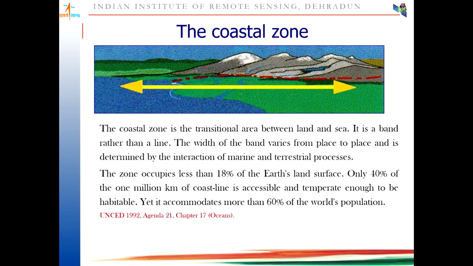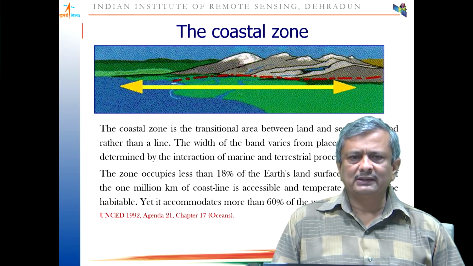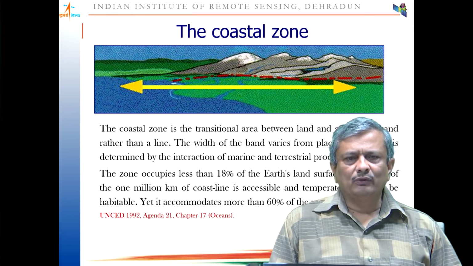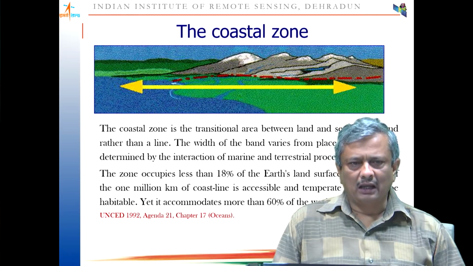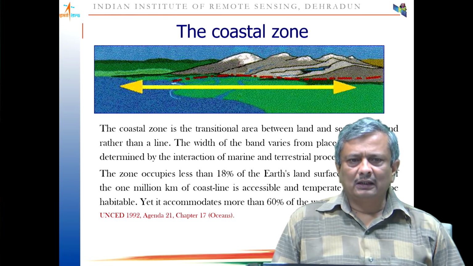First, let us see the very fundamental definition of the coastal zone, which can be defined as a transitional area between the land and the sea. So it is a band rather than a line. When we talk about the line, we used to talk about the land and the water boundary, the shoreline. But when we talk about the coastal zone, it will basically be an area. So in a GIS, coastal zone will come as a polygon, but land and water boundary or the shoreline will come as an arc. So it is a band rather than a line.